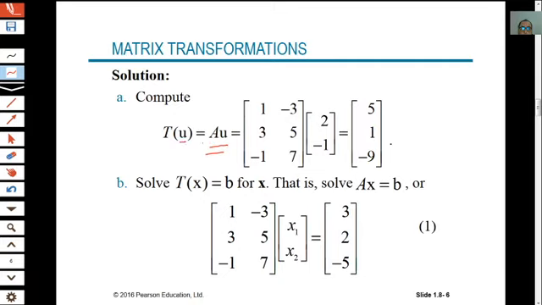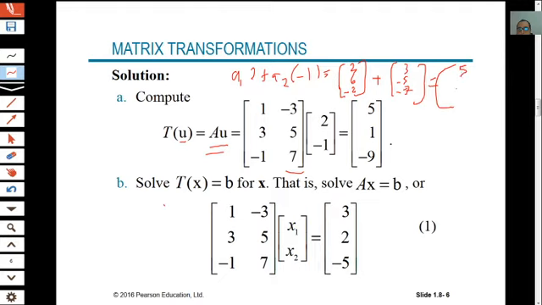Instead of x, we write u. u has the components 2 and minus 1. Similarly, it is A1 times 2 plus A2 times minus 1. Therefore, we obtain 2, 6, minus 2 for the first term, and for the second term we have 3, minus 5 and minus 7 from here, and we have 5, 1, minus 9. Okay, you see, this is the image of the vector u under T.